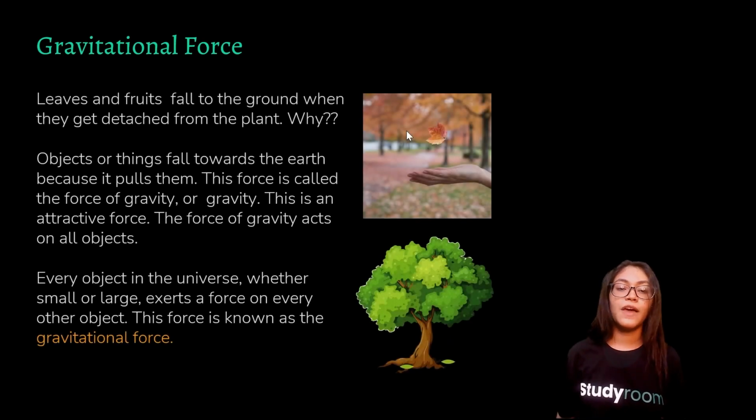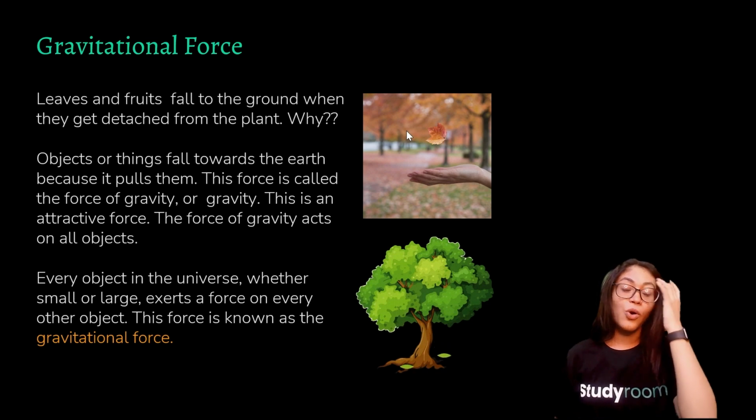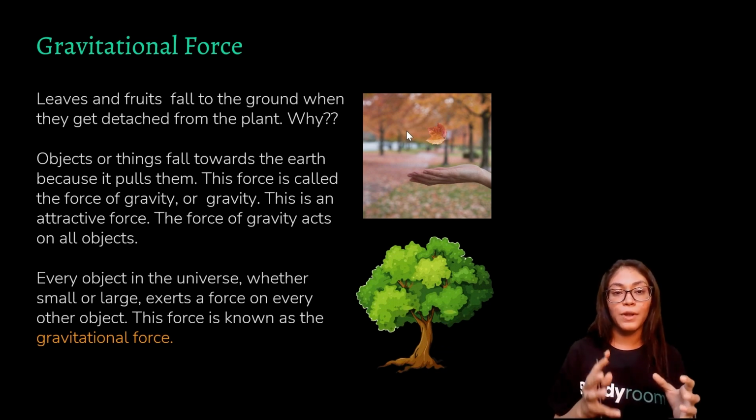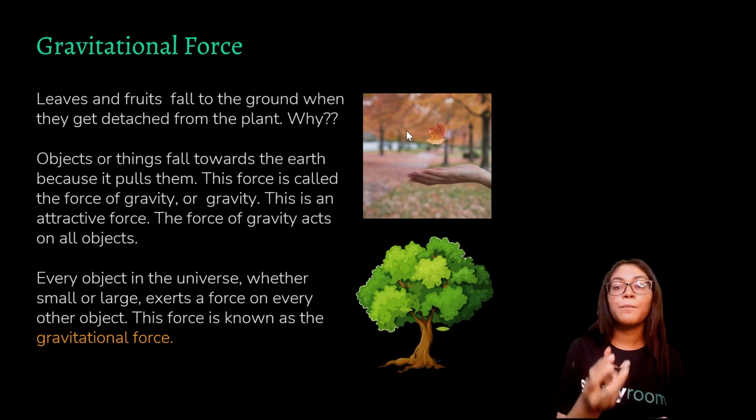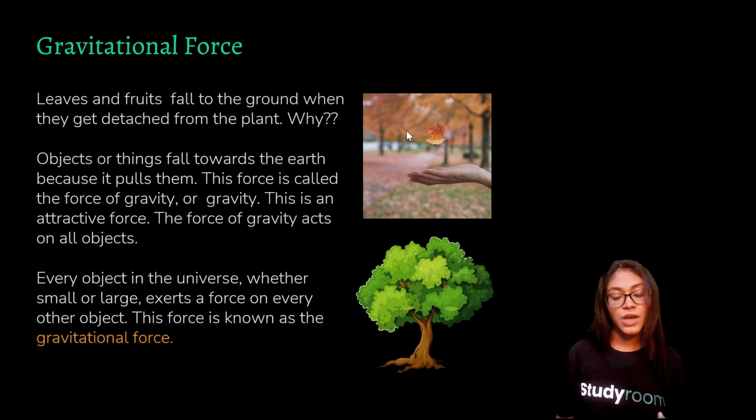Now, gravitational force. Everyone must have heard about gravitational force. How did Isaac Newton discover gravity? He saw an apple falling down towards the ground. There was a pull from the ground, which was then discovered as gravitational force. Objects fall towards the earth because there is a pull on them. So there is always a gravitational force present. In the entire universe, whether small or large, there is a force on every other object. This force is known as gravitational force.